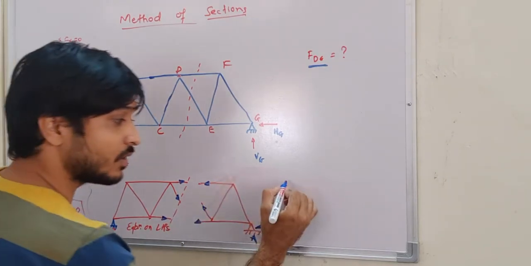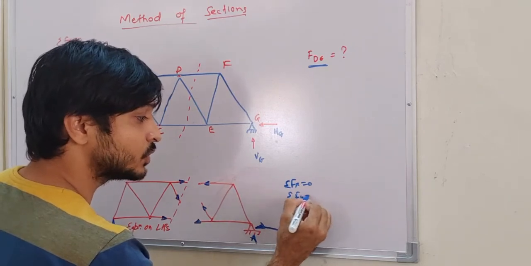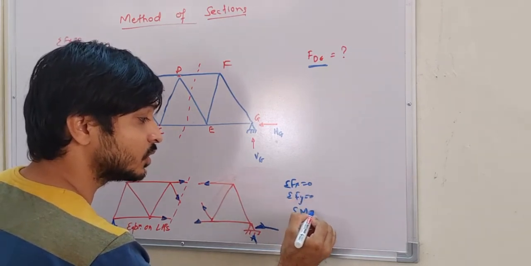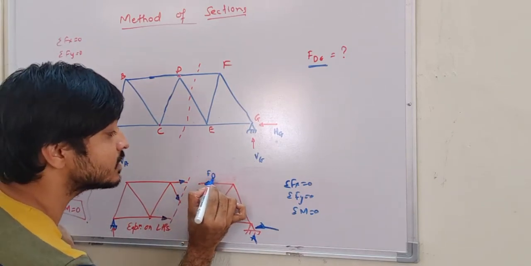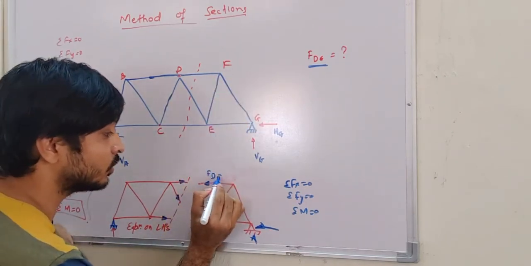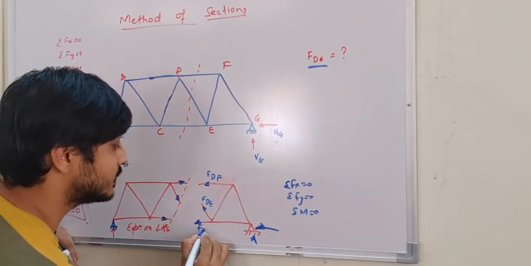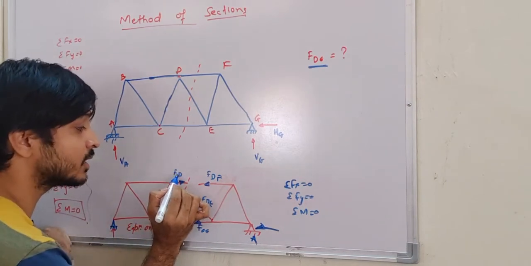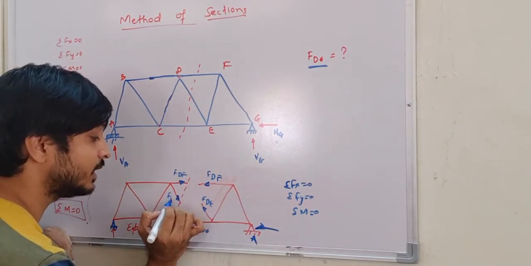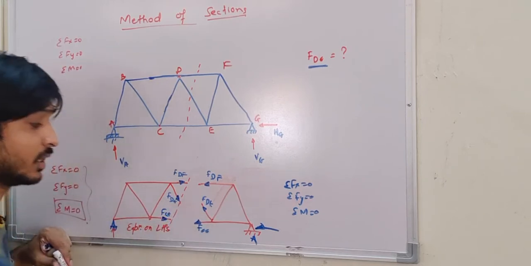And how many equations do I have? Summation of Fx equals 0, summation of Fy equals 0 and summation of M equals 0. Again I have three unknowns. Suppose DF is one unknown, FDE is one more unknown, and FCE is the third unknown. Similarly here also, there are three unknowns.